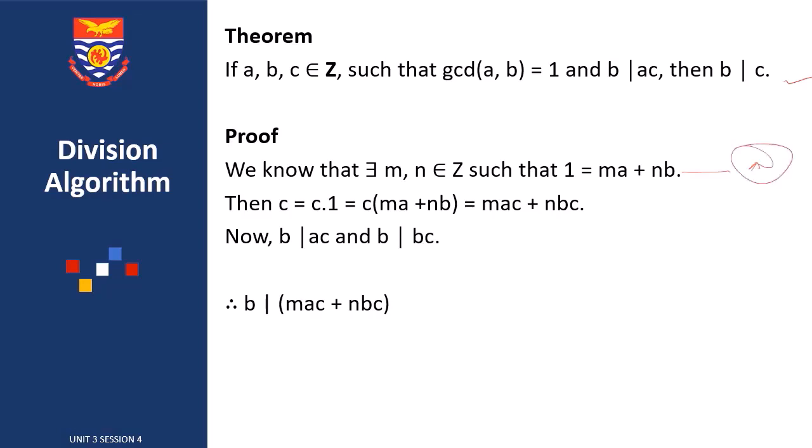If that's true, you can see that c is actually the same as c times 1, and that is true. If you agree to that, then you make 1 the subject. 1 is ma + nb. Putting 1 here, that is ma + nb here, we get this. So expanding the brackets, we get this one. Now, you can see that b divides ac and b divides bc, and that is true. Therefore, b divides the sum, that is mac + nbc, and that is true. So simple, very interesting.